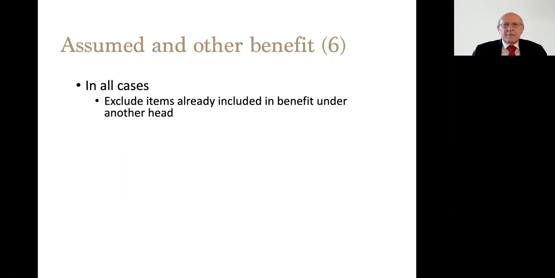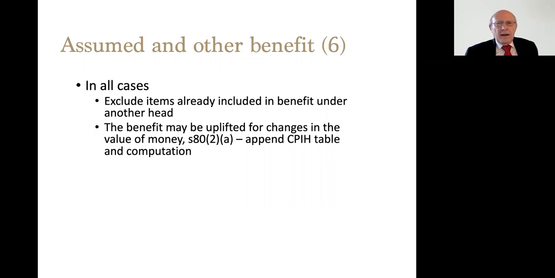And in all cases, we need to be careful to exclude items which have already been included in benefit under another head. That can sometimes be a little bit tricky, but clearly items can only go into benefit once. And the benefit may be uplifted for changes in value of money, as it applies to the benefit of particular criminal conduct, so it applies to the assumed benefit. And again, we need the CPIH table and the computation.